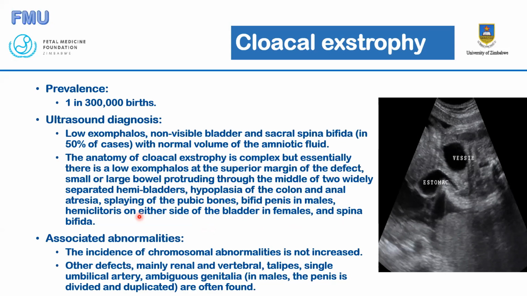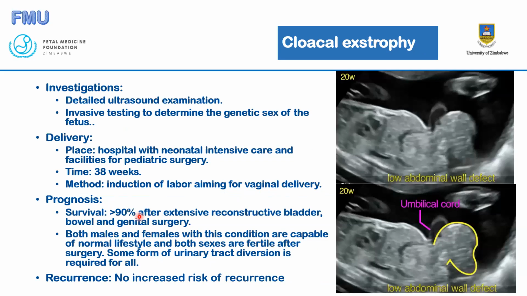The incidence of chromosome abnormalities is not increased. Other defects, mainly renal and vertebral, and talipes, and single umbilical artery, and ambiguous genitalia are often found; in males, the penis is divided and duplicated. So for the investigations, we do a detailed ultrasound examination, and then we do invasive testing to determine the genetic sex of the fetus, because sometimes the sex may become ambiguous, or it may be difficult to determine using ultrasound.